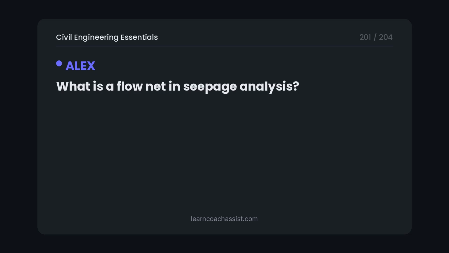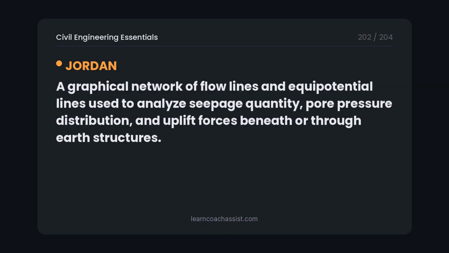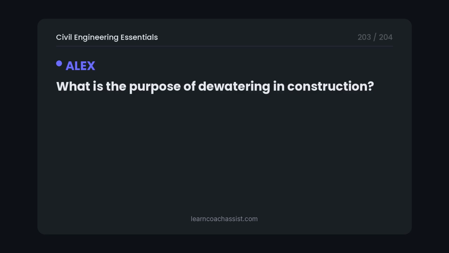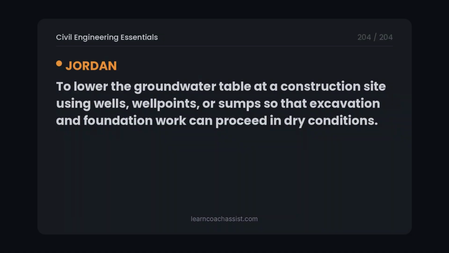What is a flow net in seepage analysis? A graphical network of flow lines and equipotential lines used to analyze seepage quantity, pore pressure distribution, and uplift forces beneath or through earth structures. What is the purpose of dewatering in construction? To lower the groundwater table at a construction site using wells, well points, or sumps so that excavation and foundation work can proceed in dry conditions.